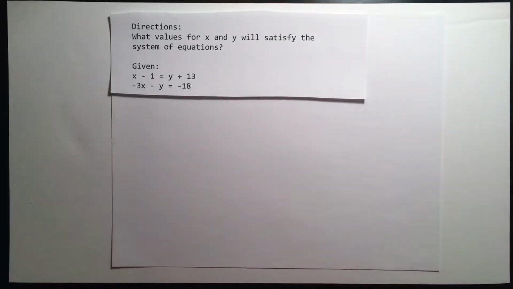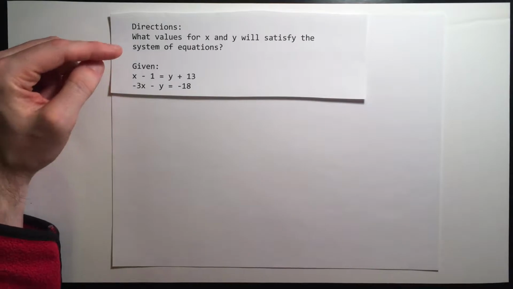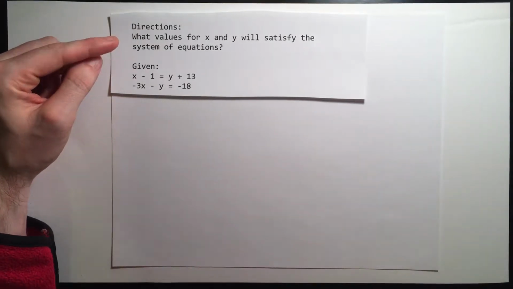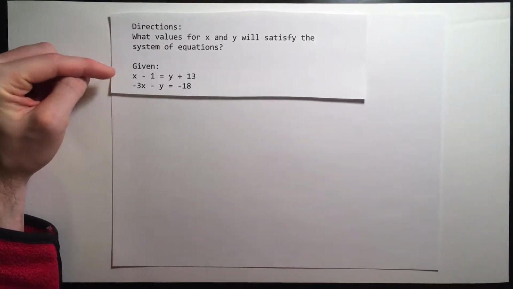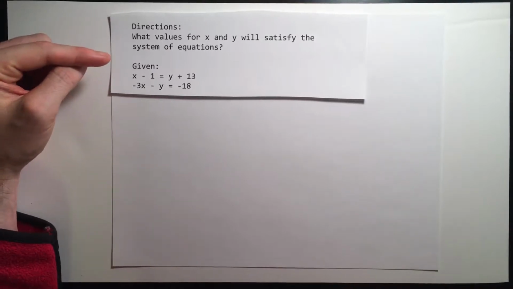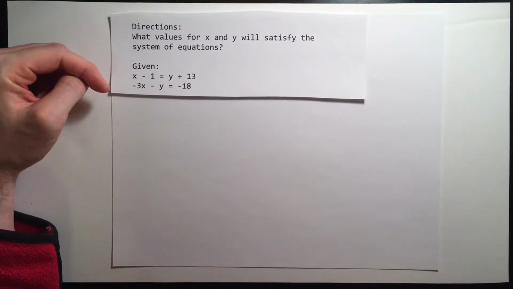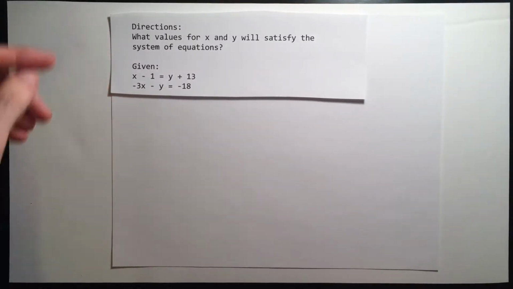Alright, let's read the directions to this problem. What values for x and y will satisfy the system of equations? Given x minus 1 equals y plus 13 and negative 3x minus y equals negative 18.